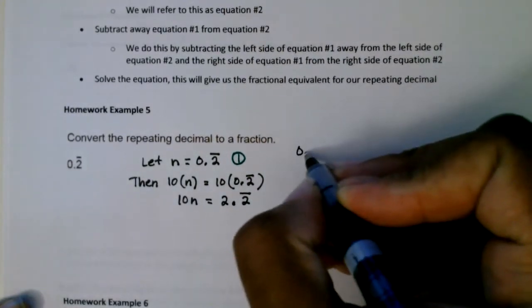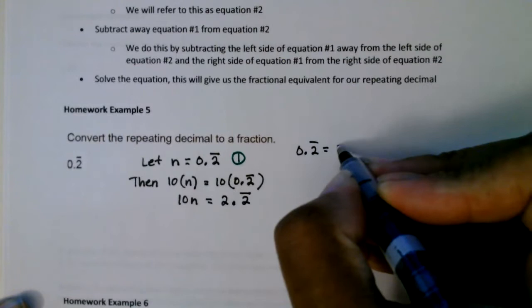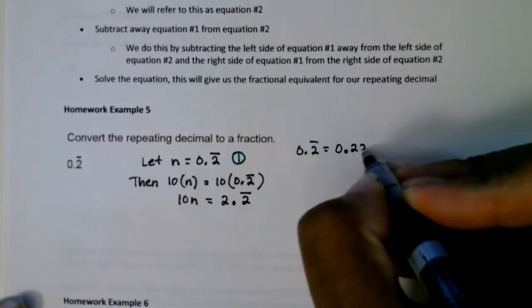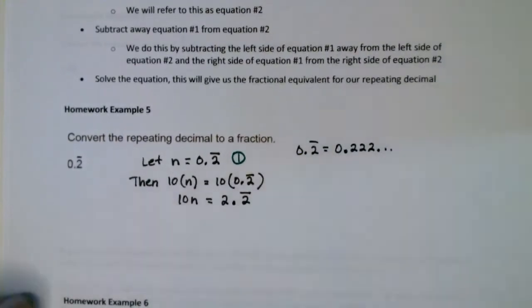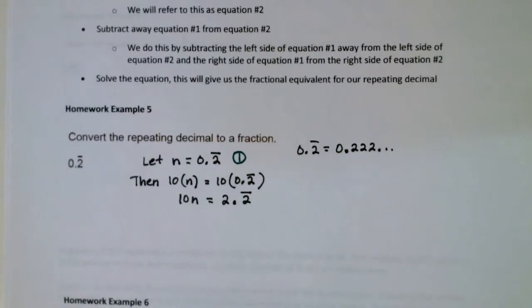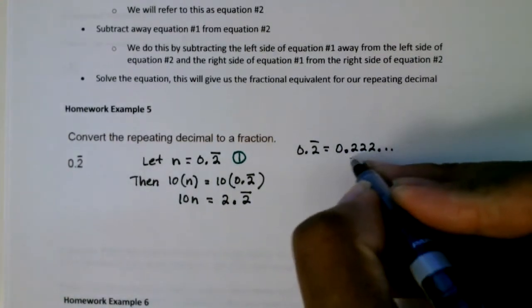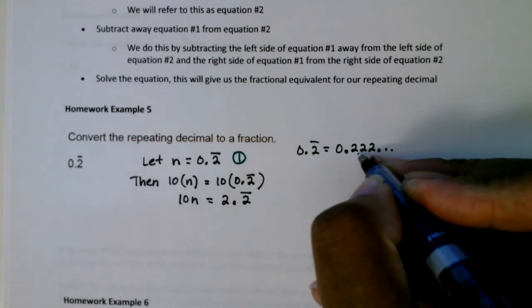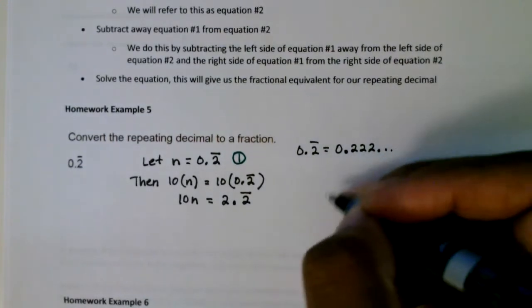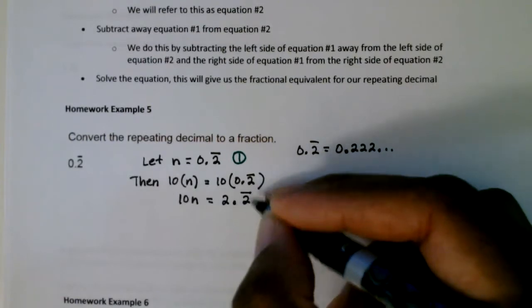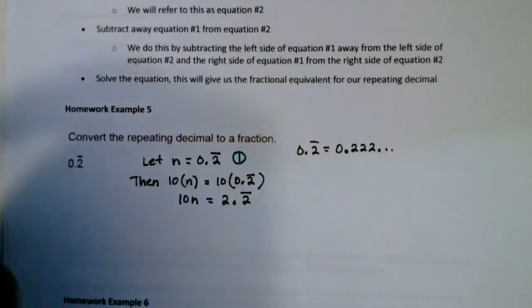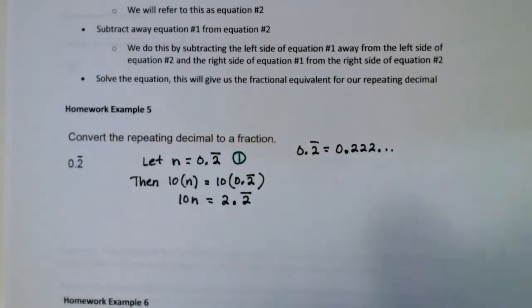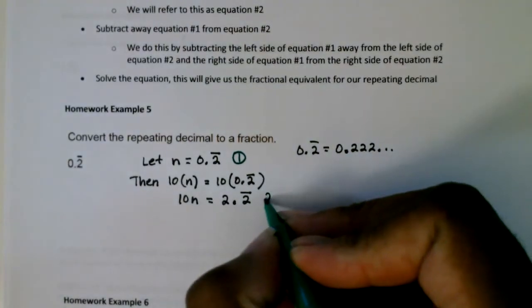Okay, keep in mind 0.2 means this, 0.222, and it repeats. So when I multiply by 10, I'm just moving that decimal point 1 place to the right. So it'll be 2.222 repeating, or just 2.2 with the bar on top. Now this is going to be equation number 2.